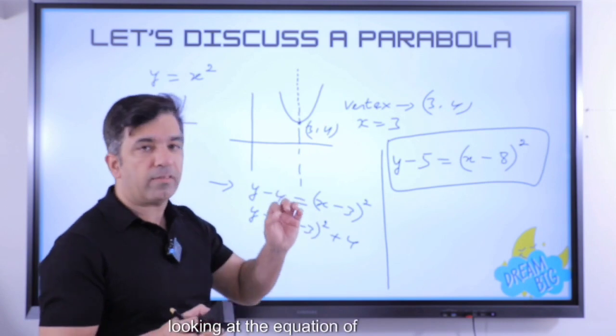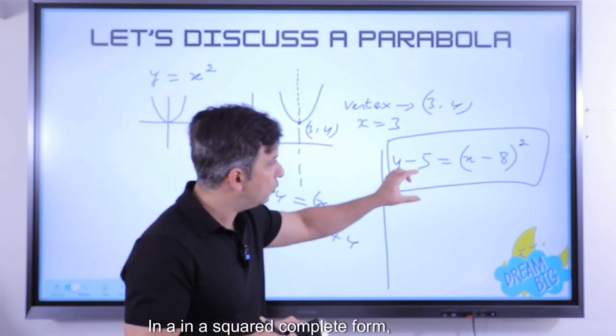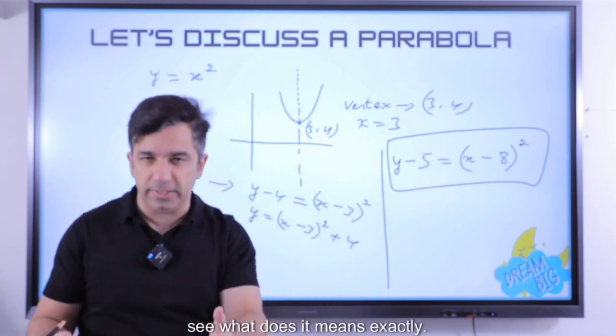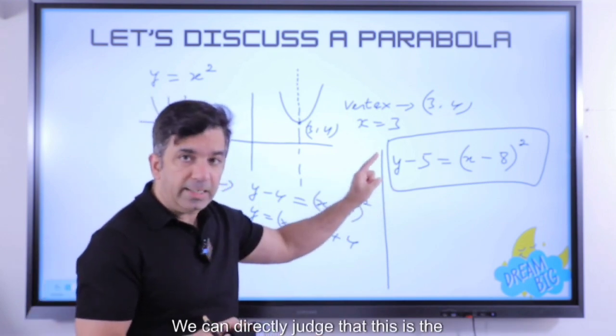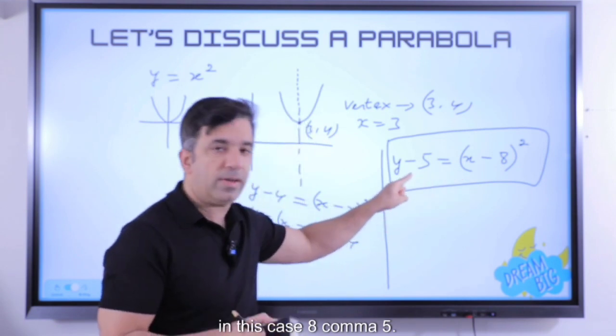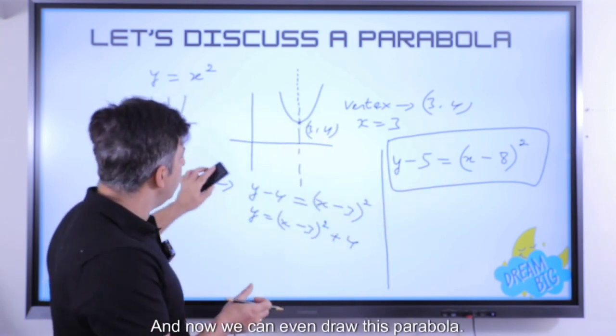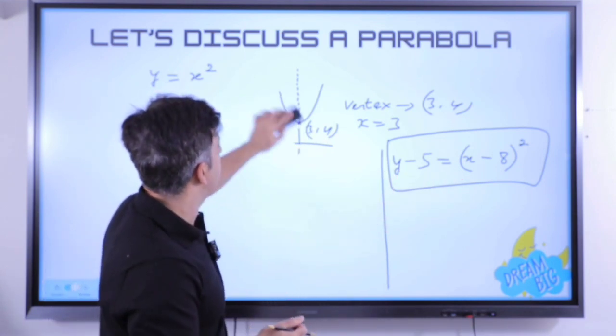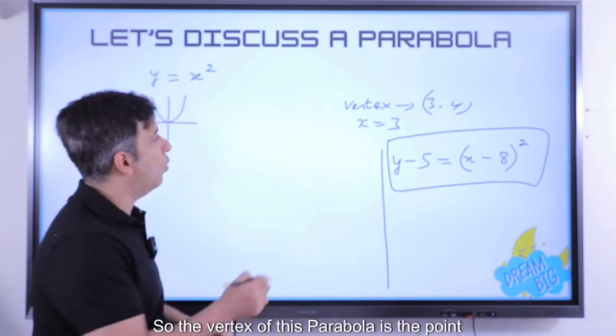Just by looking at the equation of a parabola in a squared complete form, which we'll see what it means exactly, we can directly judge that this is the vertex of the parabola. That is in this case 8, 5. And now we can even draw this parabola. So the vertex of this parabola is the point 8, 5.